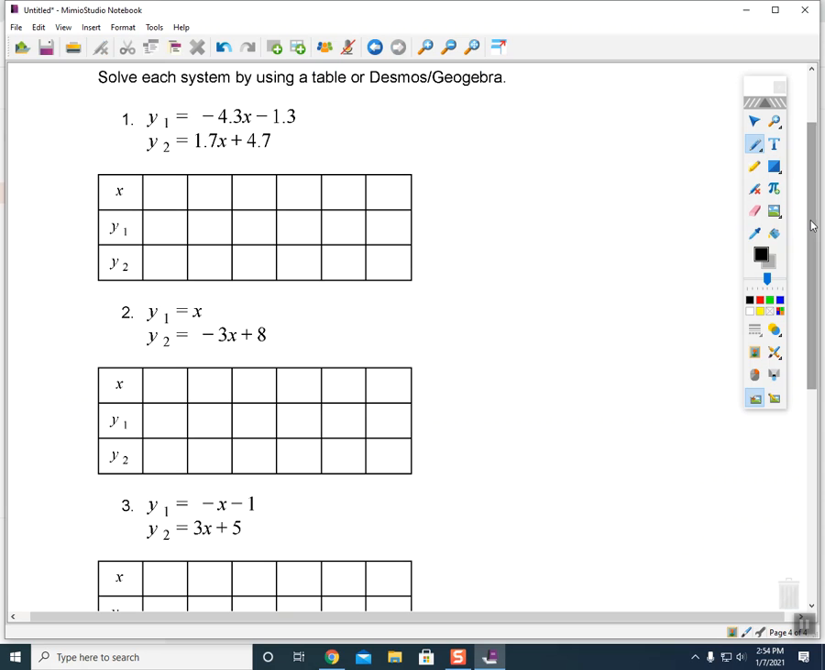this is asking me to solve each system by using either the table or Desmos. You can forget GeoGebra. I thought about using it, but I don't think we're going to. So this first one, I have a lot of decimals in there. I don't really want to deal with decimals if I don't have to. So I think this is a good contender to use Desmos. Graphing this by hand wouldn't be very much fun either, I don't think, because of those decimals.